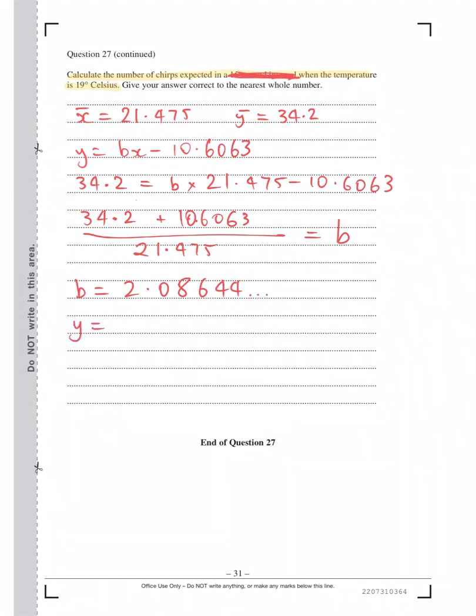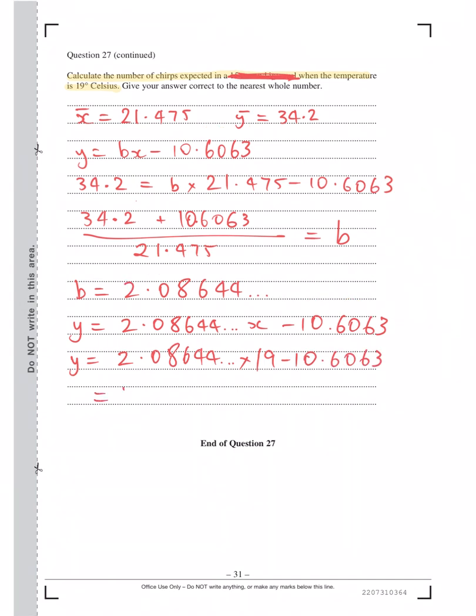So I've got y equals 2.08644x minus 10.6063. Going to substitute in my value for x, which is 19. So I've got y equals 2.08644 multiplied by 19 minus 10.6063, which is approximately 29.03, or to round that to the nearest whole number, it's approximately 29 chirps. So we're expecting there to be about 29 chirps in this day.